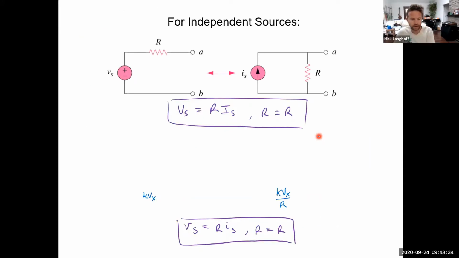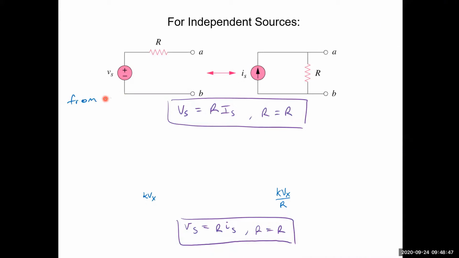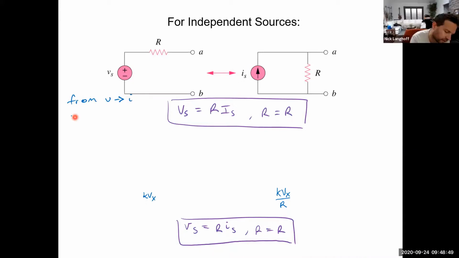Okay. So for independent sources, you can transform between them just that way. The resistance never changes. So if you're going from V to I, then IS is equal to VS over R. If you're going from a current source to a voltage source, then the voltage source VS is equal to R times IS. Okay.